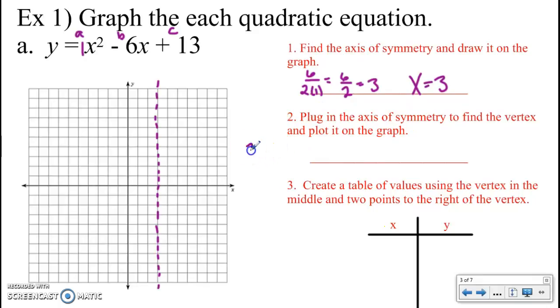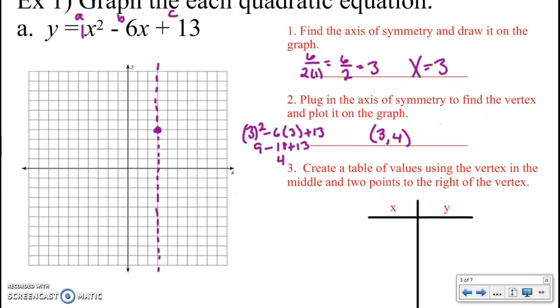Now, to find the vertex, we're going to plug this in and simplify. So we're going to do 3 squared minus 6 times 3 plus 13. If you plug this into your calculator, we're going to get 4. So 9 minus 18 is -9, and -9 plus 13 is 4. So I have the point 3, 4. We're going to go ahead and plot that on the graph right away. We're going to go over 3, up 4, 2, 3, 4. So there's our first point.